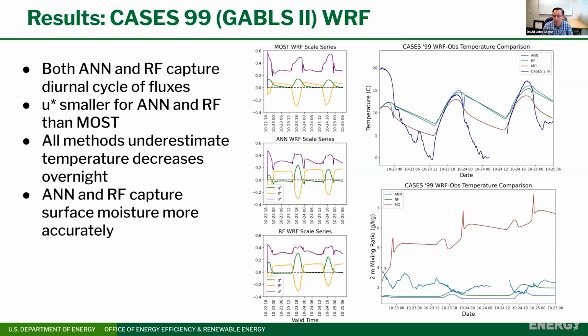At night, all of them have similar kinds of slopes. With the machine learning models, we seem to have a bump up in temperature and then a steady decrease. So some of this could be affected by how the models initialize and the more idealized forcing compared with the actual observations.